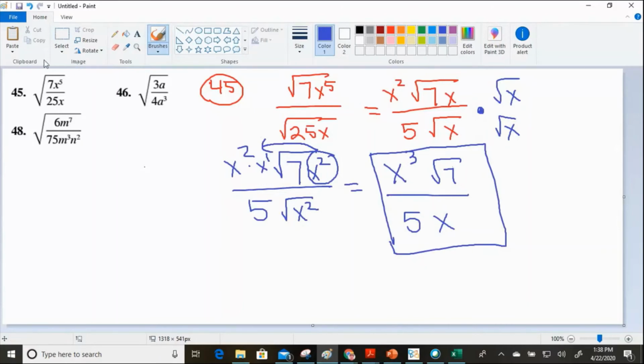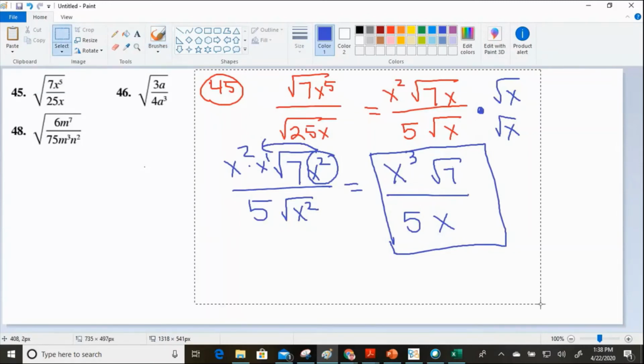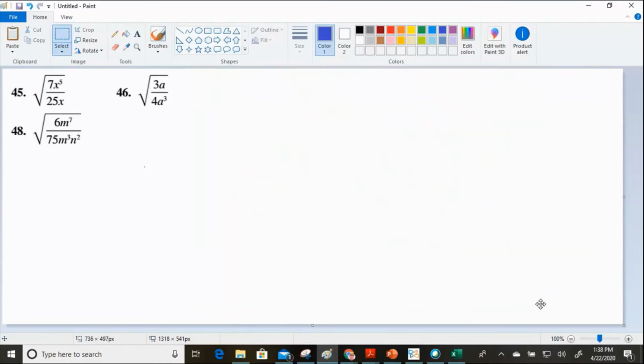Okay, so let's go to number 46. Don't forget, if you are missing your screenshot, this is being recorded, so all you have to do is pause it and go back. Okay, so number 46. Split them.